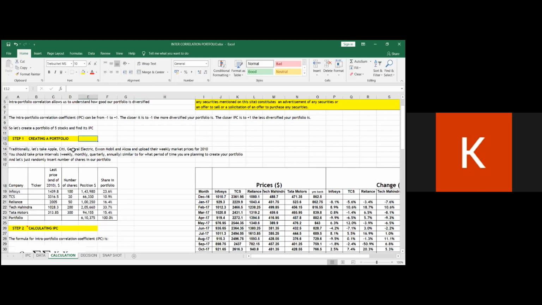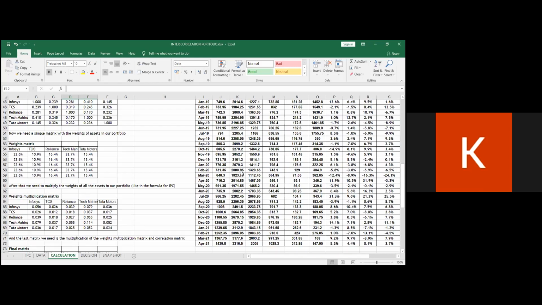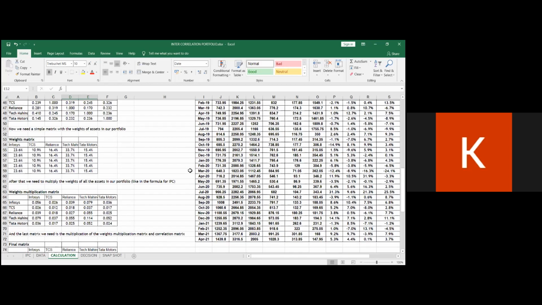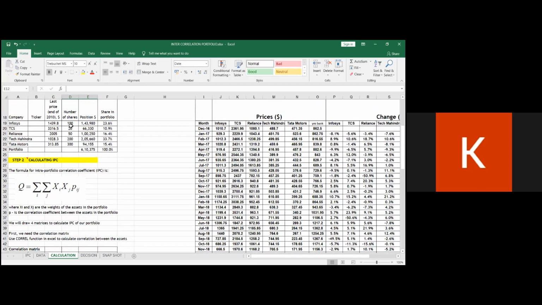Step one, creating a portfolio. These are my company names. Last price: this last price I got here, sir, from April 21st values. Number of shares I have taken randomly. Next one is position. I have calculated last price times number of shares, and I got these position values, sir. Next one is share in portfolio. I divided position value by total position value, times 100. I got the share in portfolio value, sir.